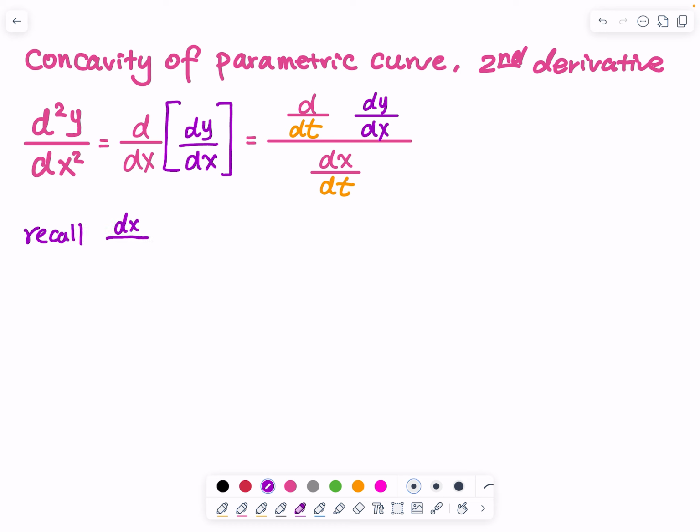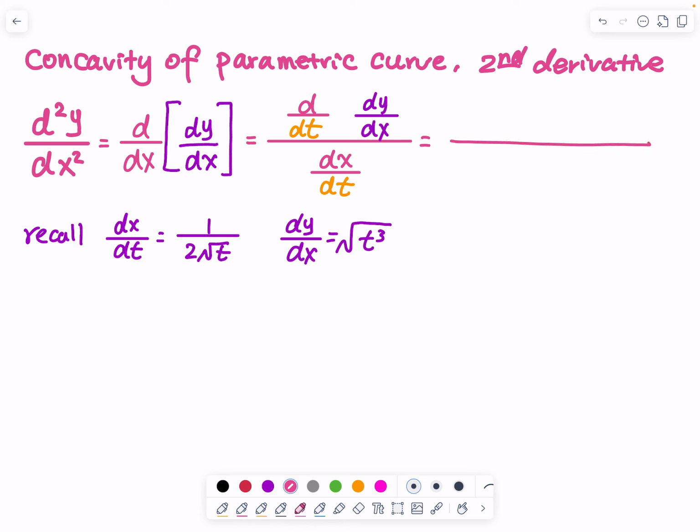My dx/dt is equal to 1 divided by 2 times the square root of t. If you are doing your homework and have a different answer, that's fine, just look for this in your first derivative. And dy/dt equals the square root of t to the third power. Then we plug in everything we know. We draw a long fraction bar: dy/dt over dx/dt, which is the square root of t to the third over 1 over 2 times the square root of t.